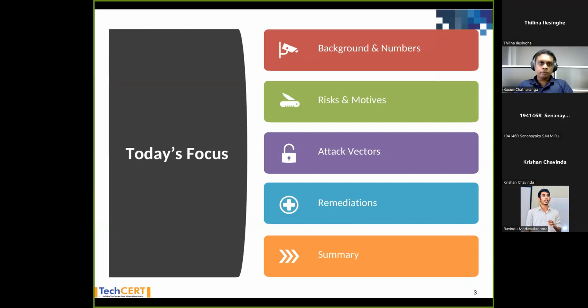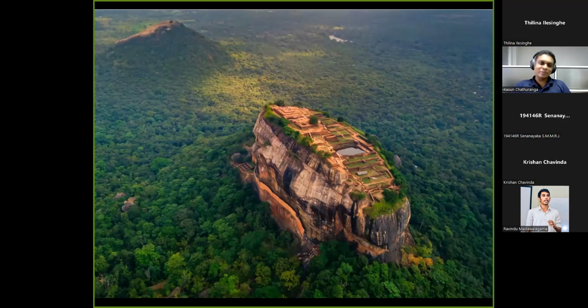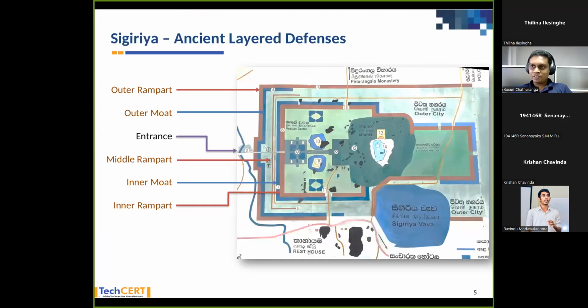Before beginning, since you told me that most of you are facing exams, I'll share a good graphic of Sigiri, a beautiful fortress in Sri Lanka, to reduce your stress level a little bit and continue the session with a cleaner mind. So enjoy the Sigiri.